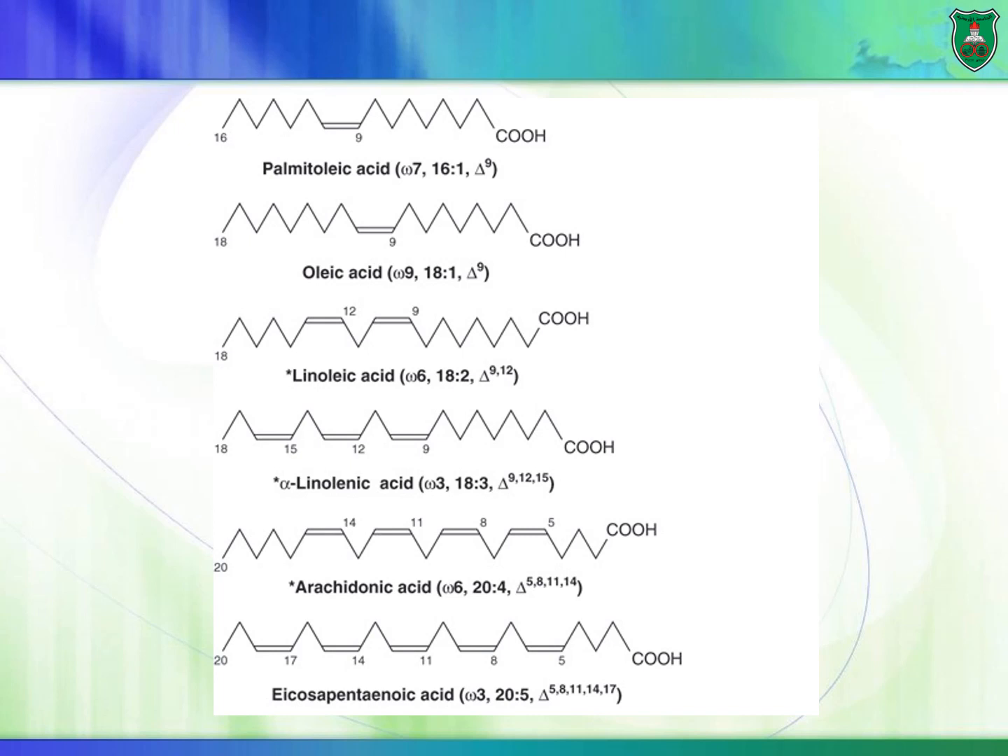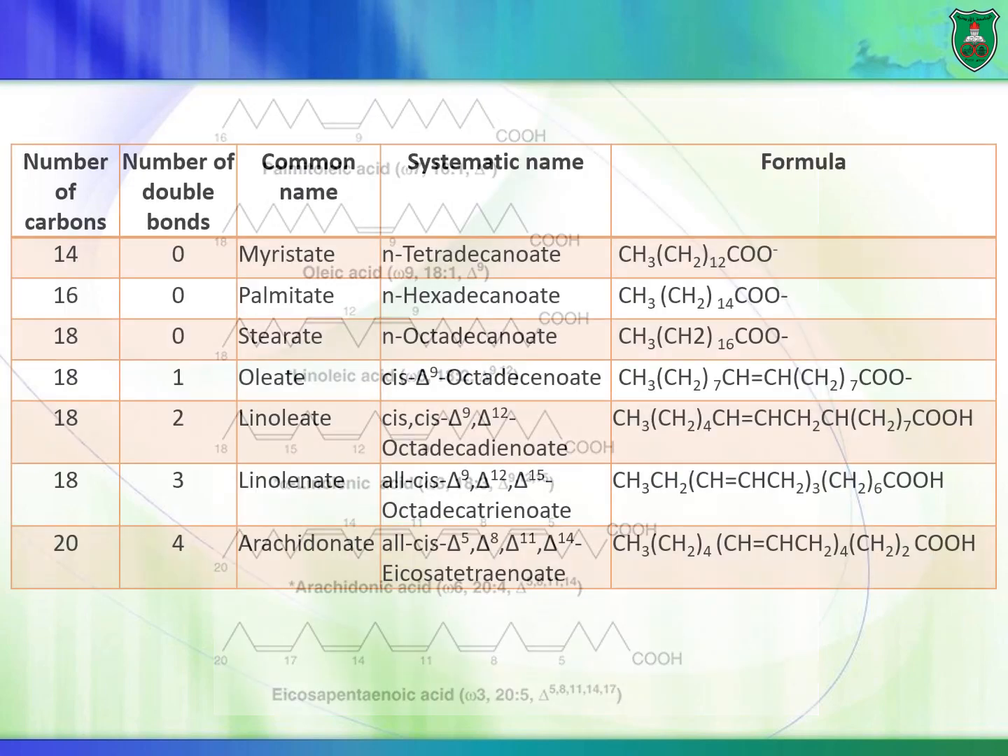Arachidonic acid is a 20 carbon fatty acid with 4 double bonds, and eicosapentaenoic acid, eico, remember, is 20. Penta means 5, so 5 double bonds. Okay, so arachidonic acid, by the way, is the common name, not the scientific name, as well as linolenic, linoleic, and oleic acid.